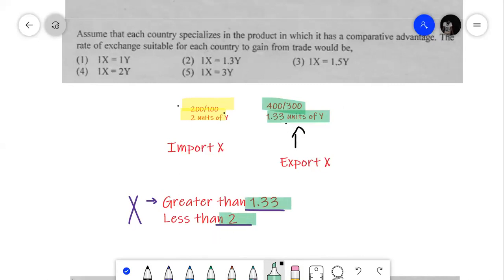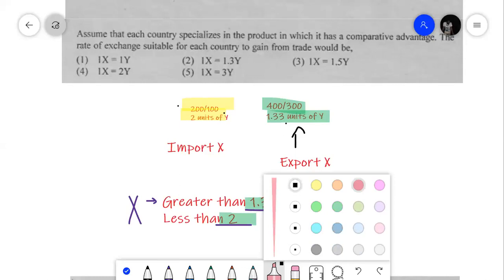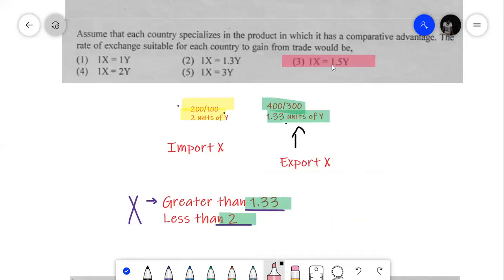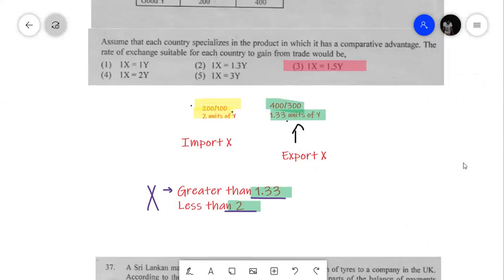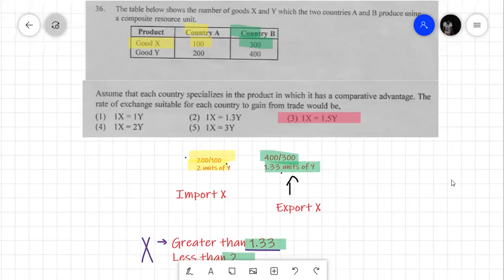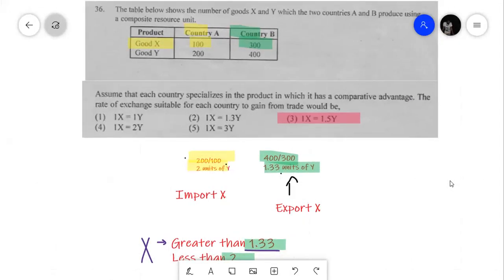1X equals how much? It's this, right? It's the 1.5 over here. That is right. That's how you figure this answer out. It's a good question. These types of questions will come up on your paper. It's simply about finding the mutually beneficial exchange rate.